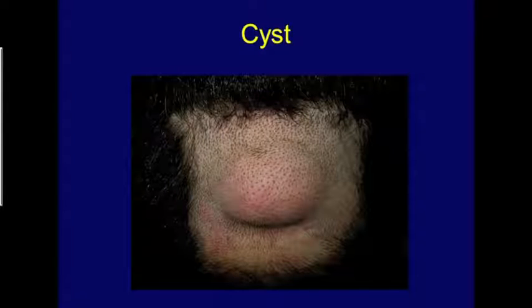And here is a pilar cyst. It's similar to an epidermal inclusion cyst, but it's on the head, and you'll soon find that the wall of the cyst is a little bit different from the epidermal inclusion cyst. It's a pilar cyst.